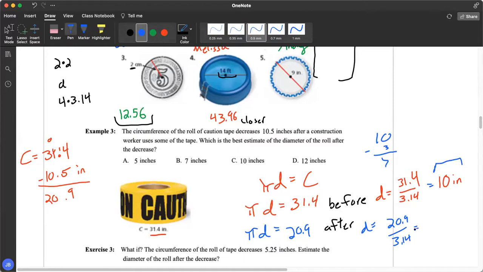So now when we do that, 20.9 divided by 3.14 is about 6.656. So we'll say it's about 7 inches. And that makes more sense for our question. Does that make sense now?